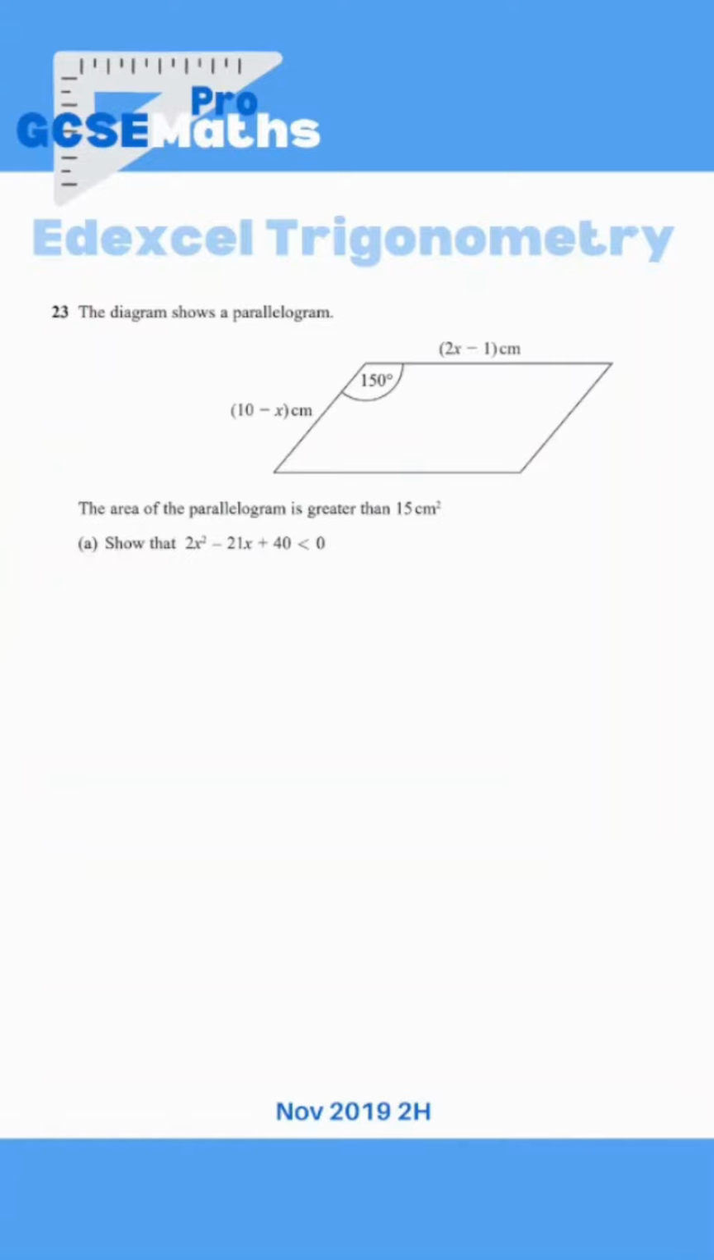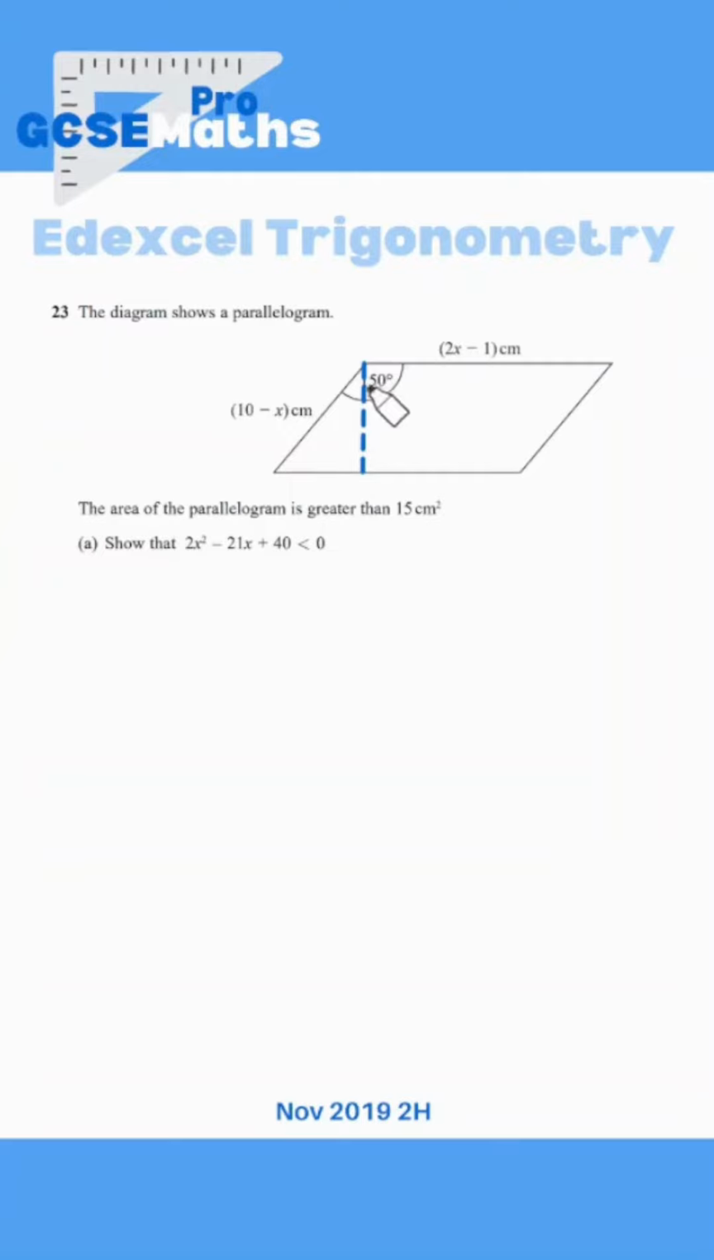So here we have a parallelogram. The area is given as greater than 15 centimeters squared. First of all, part A, we need to basically get this inequality. So the first thing is just using the context of area. For a parallelogram, we need to do the perpendicular height times the width. So we know the width is 2x minus 1, but we don't currently have the perpendicular height. So that's why we need to split up this angle.